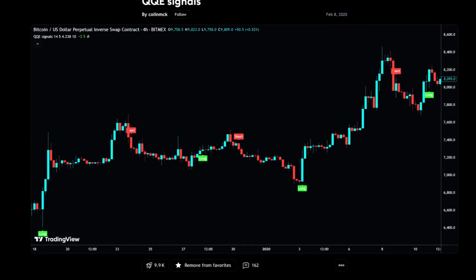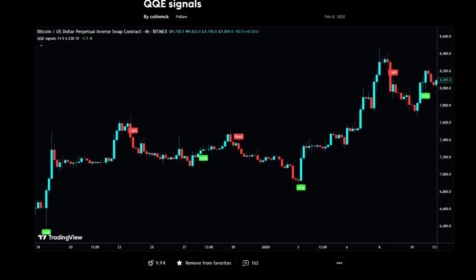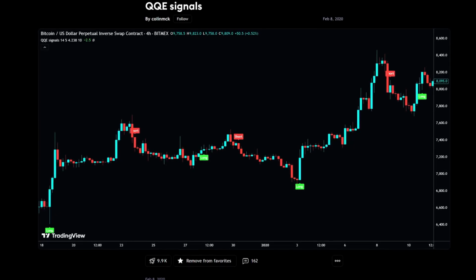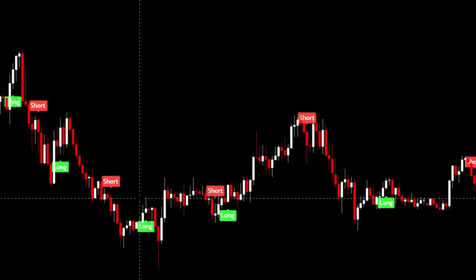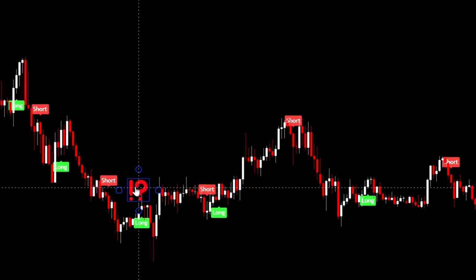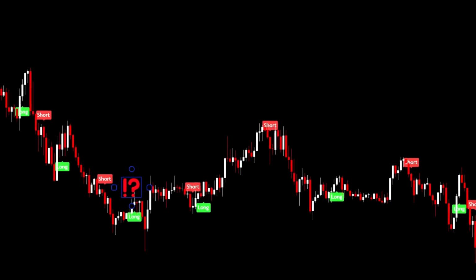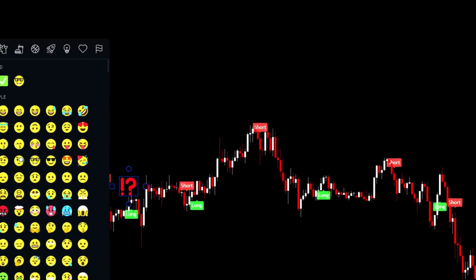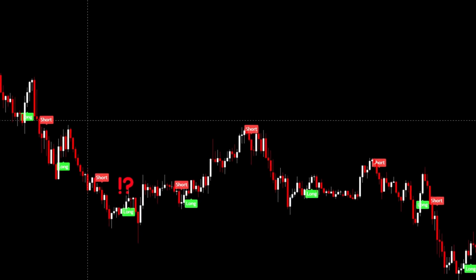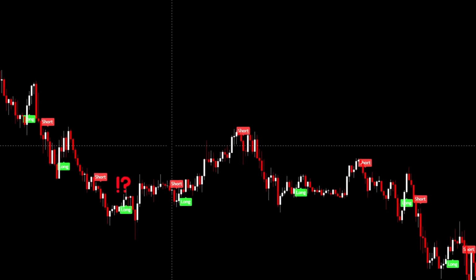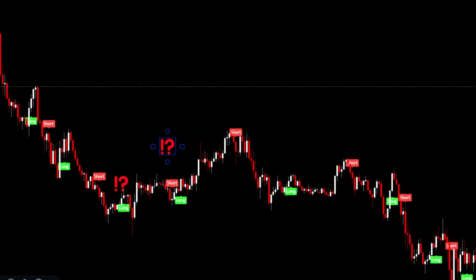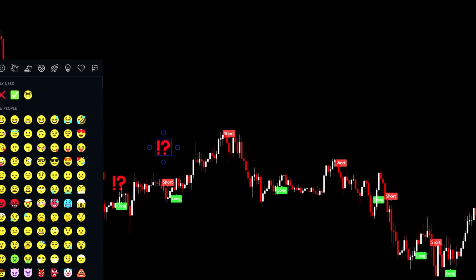Pretty neat, right? Now here's the crucial point, and this is something I emphasize in all my videos. As you can see on the chart, the QQE signal by itself generates signals, some of which, frankly, are inaccurate. And this is why I constantly stress the importance of not relying on a single indicator. In trading, confirmation is key. We never want to make decisions based on just one piece of information.